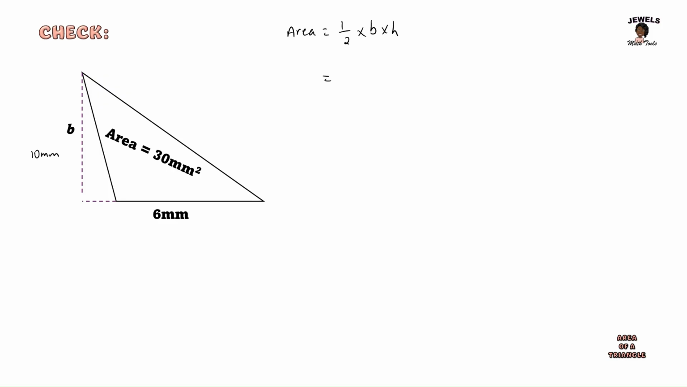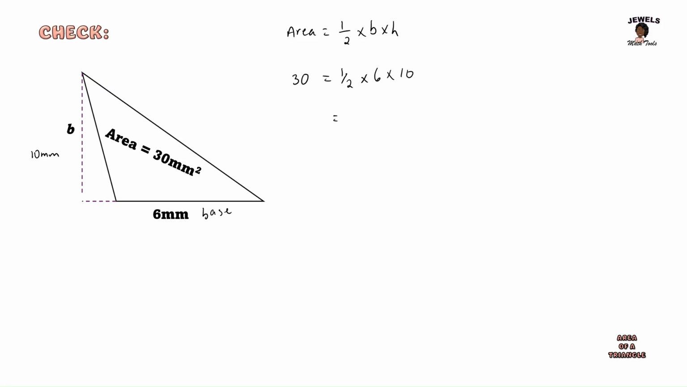So let's go back and plug in all of our information. So we know that the area is 30. I'm putting back my half, being multiplied to my base. Remember, 6 is our base. So I'm plugging in my 6. And now that I have a number value for my height, I'm going to plug in that 10.